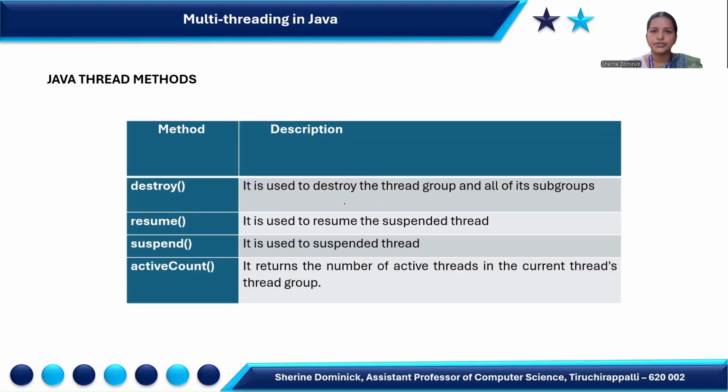The destroy method is used to destroy the thread group, which means we remove the thread group. In turn, if a thread group has subthreads or groups, all these groups together will be removed. We have the resume method, which is used to resume a suspended thread. A thread that is put into the blocked state, wait state, or timed wait state can be brought back into active by using the resume method. Now we have the suspend method, using which we can block a thread. Next, we have activeCount. It returns the number of active threads in the current thread group.